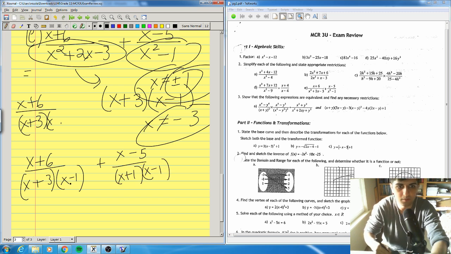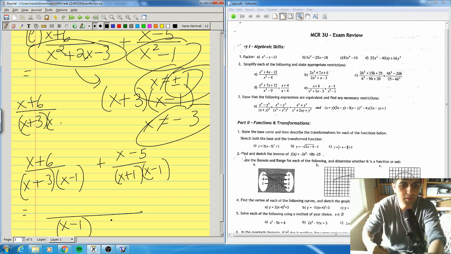X minus 1 is in both denominators, so it has a common factor in the denominator. The lowest common denominator would then be a multiple. It would be x minus 1, where you just bring all the factors together. X minus 1, x plus 1, x plus 3. That's the lowest common multiple as well. So lowest common denominator is the lowest common multiple in that case.